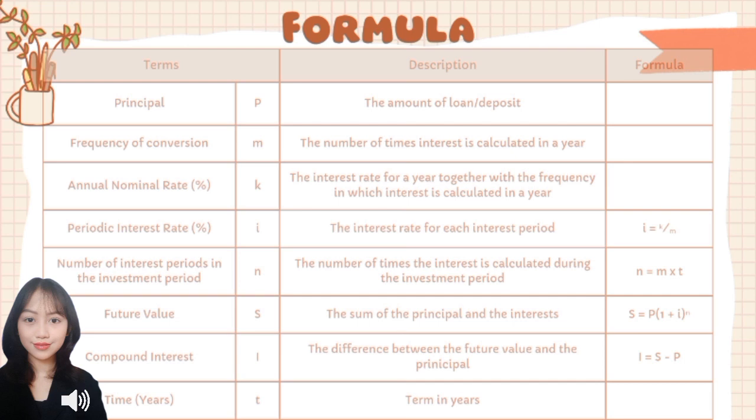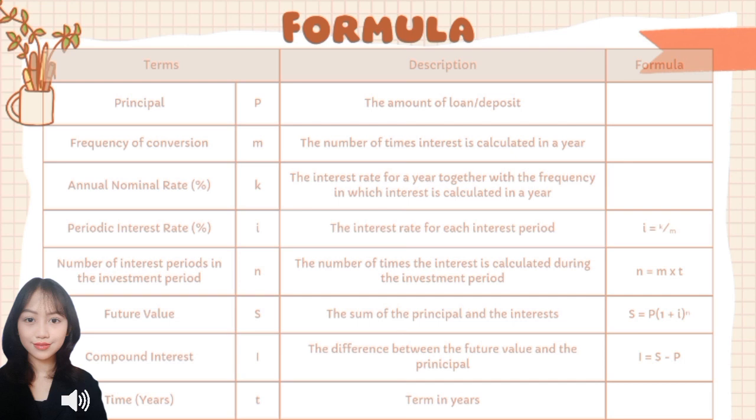The fourth one is I, which is the periodic interest rate. This is the interest for each interest period. And the formula for this one is I equals K divided by M. The fifth one is N, which is the number of interest periods in the investment. This is the number of times the interest is calculated during the investment period, and the formula for this one is N equals M multiplied by T.